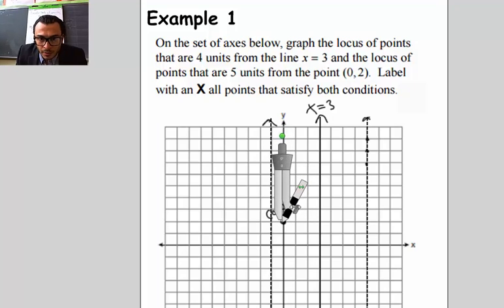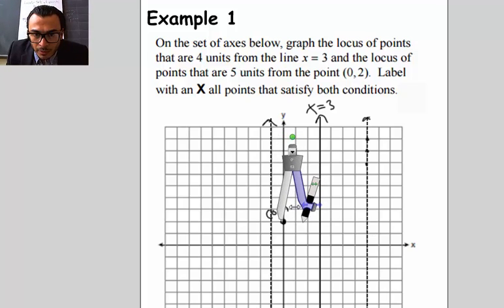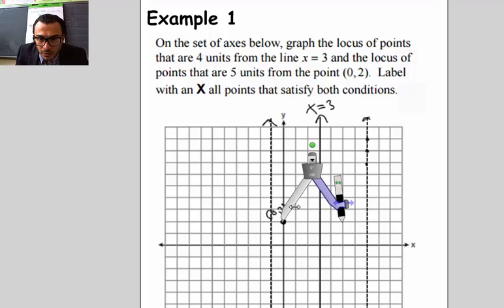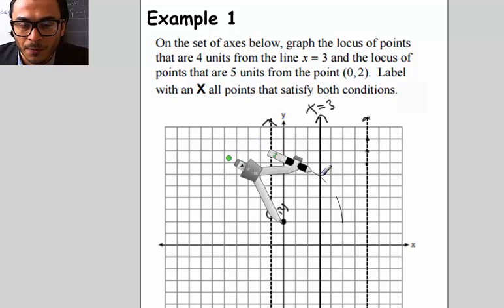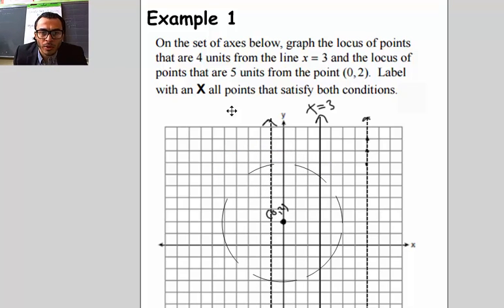My computer seems to be acting up a bit. So that's 1, 2, 3, 4, 5. So you want to open your compass up 5 units. And what you want to do is just sketch a circle. And do your best to make sure it's a dotted circle. Then it says label with an X all points that satisfy both conditions. So basically, wherever the dotted lines intersect with the dotted circle, that's what you need to label with an X.